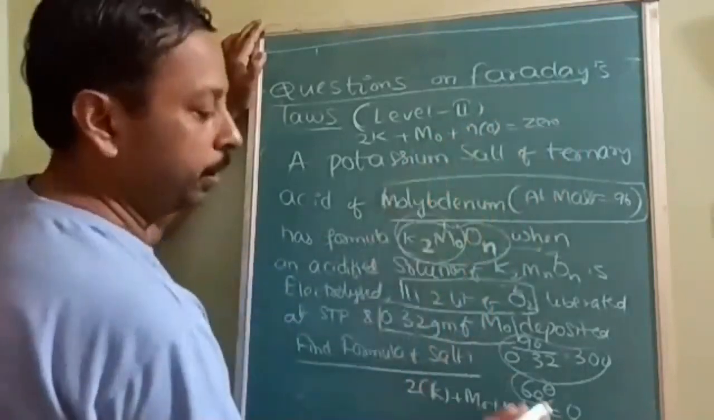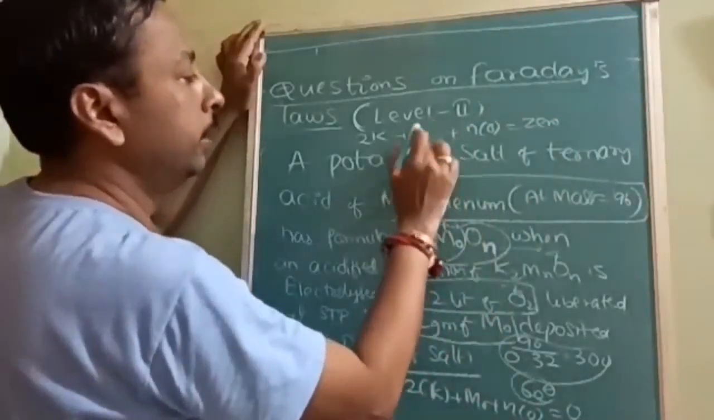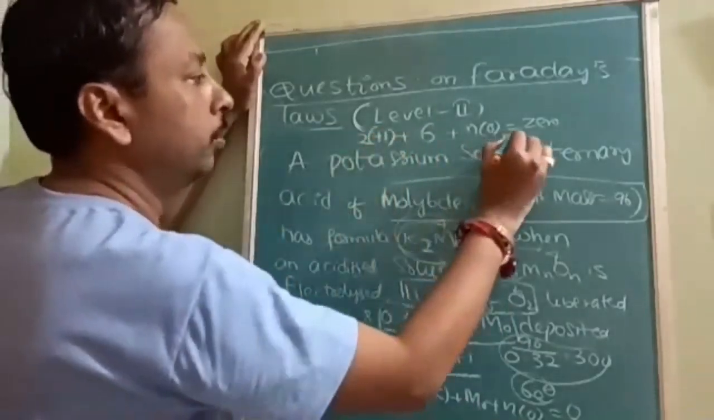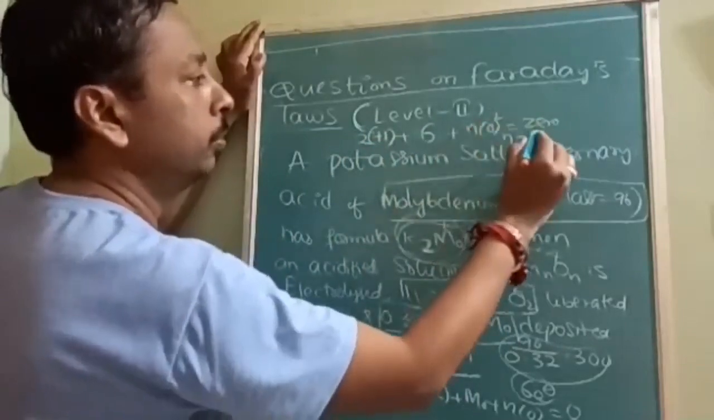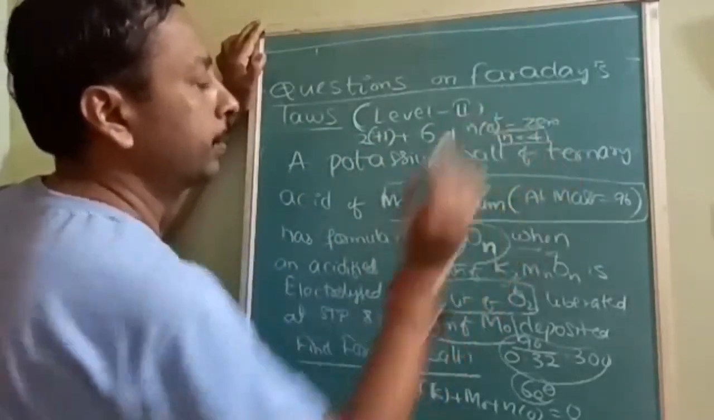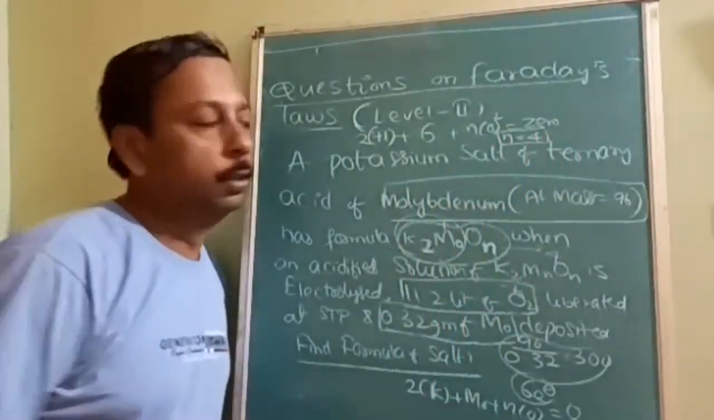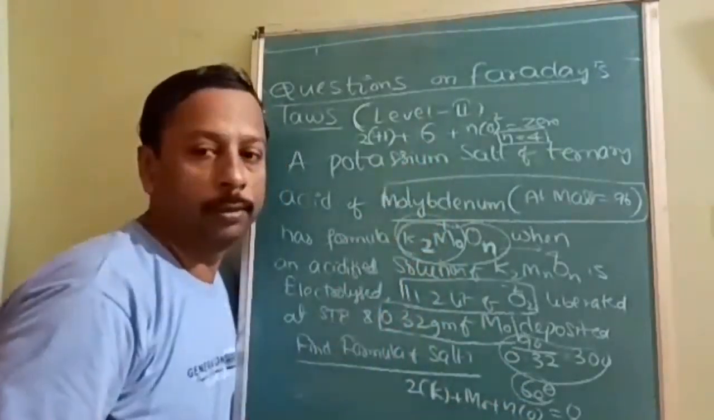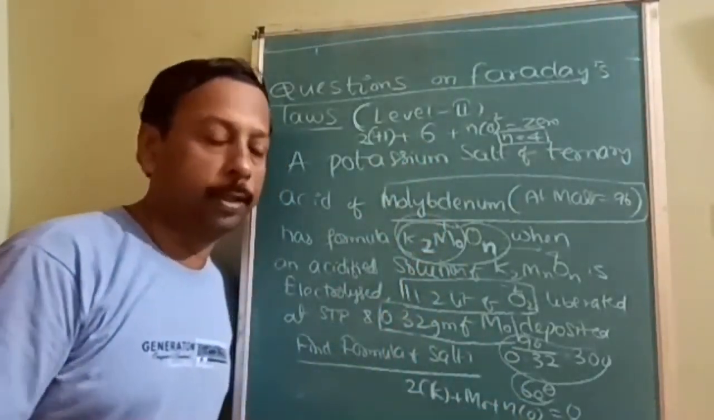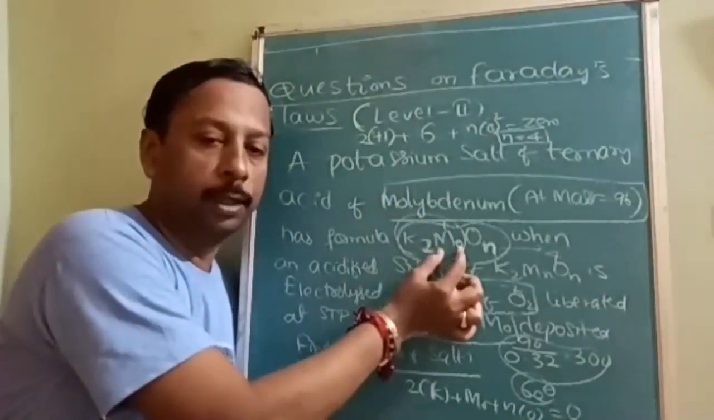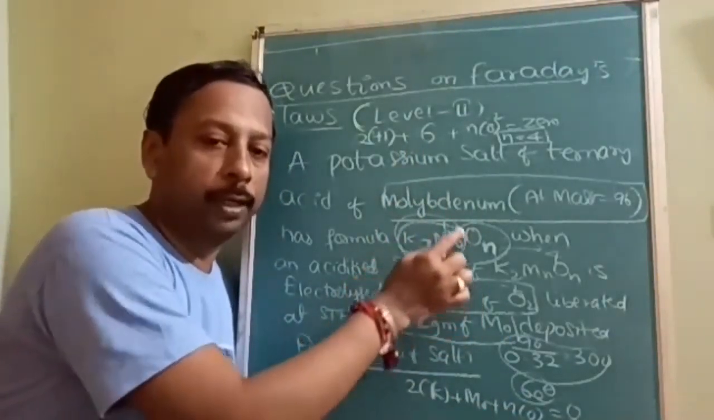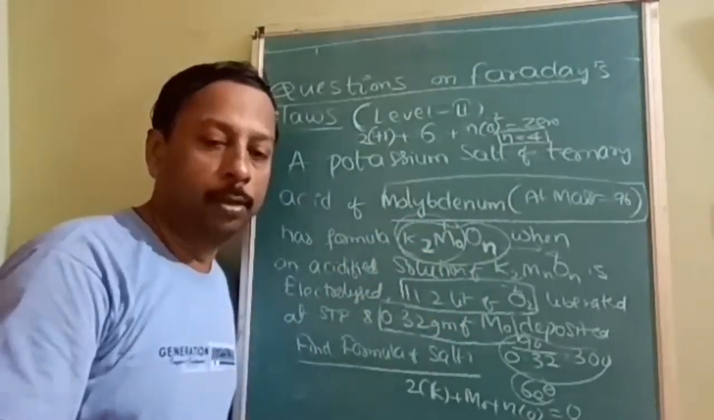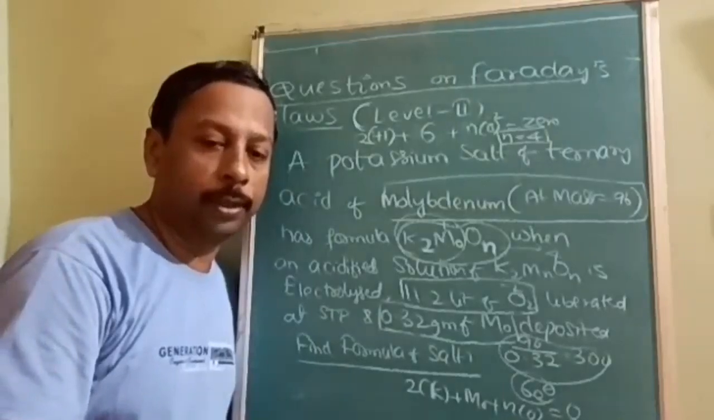We found that the oxidation number of molybdenum is 6, and the oxidation number of potassium is already known, +1. So to balance it, oxygen is -2, so n will be 4. This is the calculation part. Is it understood how you got 6 and how you substitute here? 6 is the oxidation number of molybdenum. If you know it, you can find the total positive charge, and with the total positive charge we can find the total negative charge also. Is that clear?